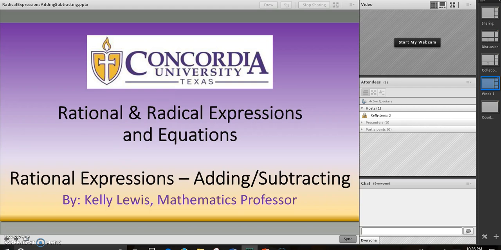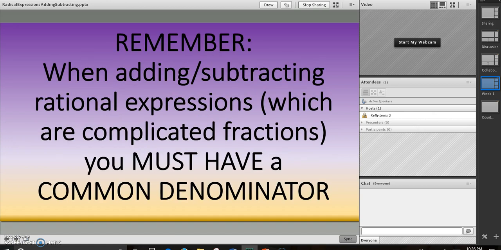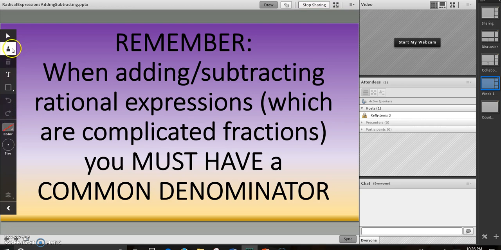All right, so we did multiplying and dividing, and now we're going to do adding and subtracting rational expressions. Remember, rational just means fractions. So we're doing some complicated fractions with some polynomials. Don't forget that when you add or subtract a fraction, you have to have a common denominator.